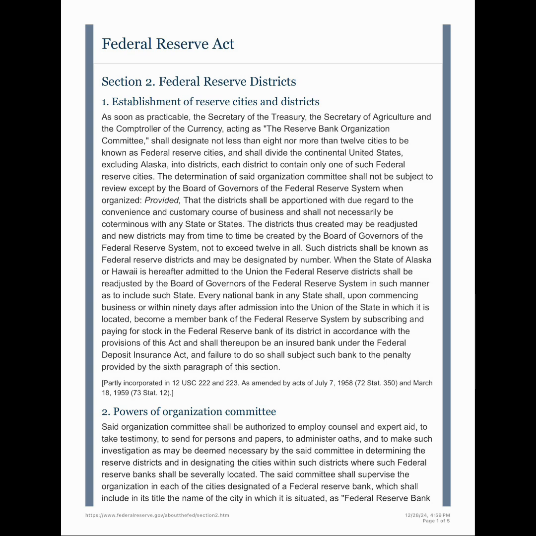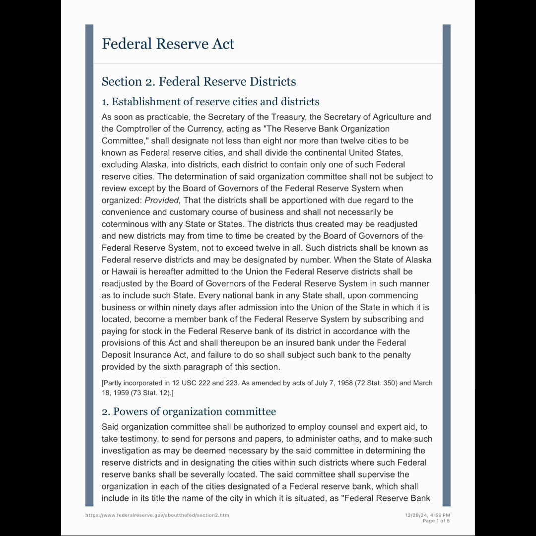So let's start with the basics. How were these districts initially established, and what was the rationale behind that process? The initial establishment was handled by the Reserve Bank Organization Committee, a group comprising the Secretaries of the Treasury and Agriculture and the Controller of the Currency. They were tasked with designating between 8 and 12 Federal Reserve cities and dividing the continental U.S., excluding Alaska at the time, into districts, each with one reserve city.